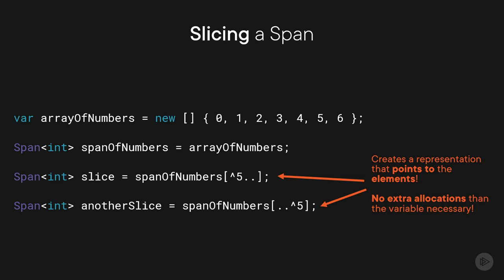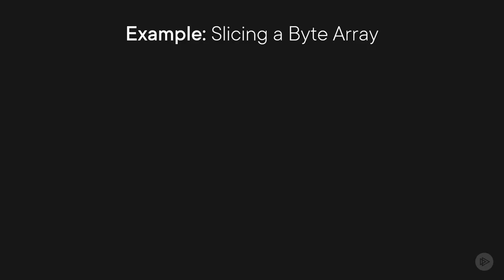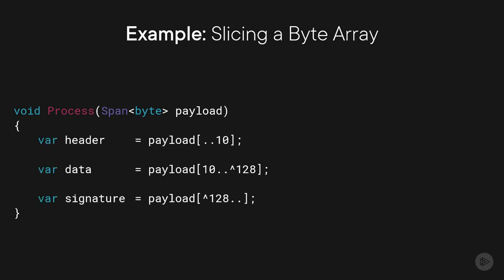If you were to change the value in the slice, that would also change the value in the span that this was sliced off. The beauty of this is that we can request multiple different slices from the same span, and it wouldn't require much in terms of memory or processing power to do so. A good example of where this is truly useful is if you work with a large byte array, and you know that certain ranges of elements throughout this array represent important pieces. You can grab those slices without having to copy each portion.